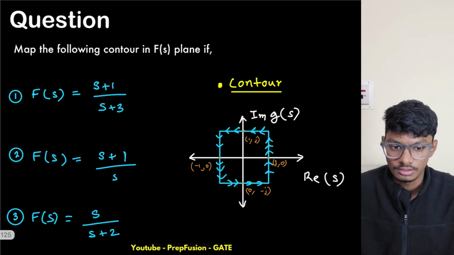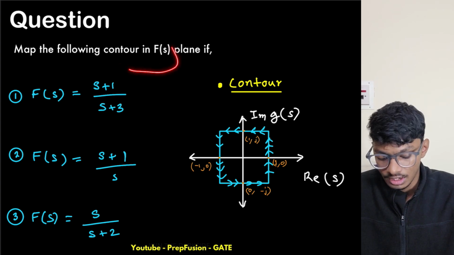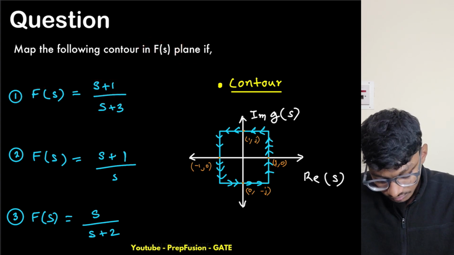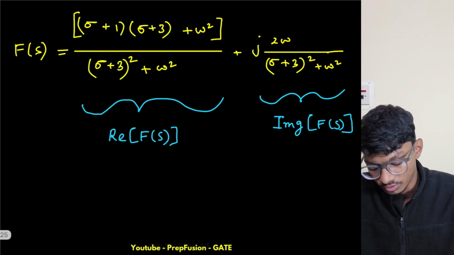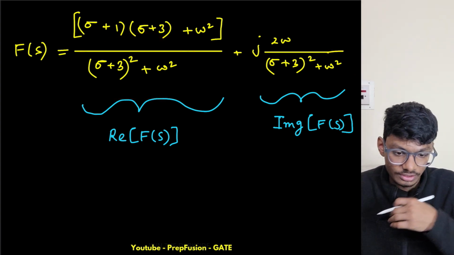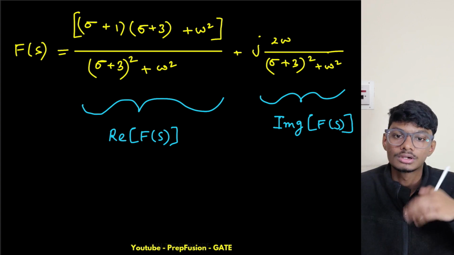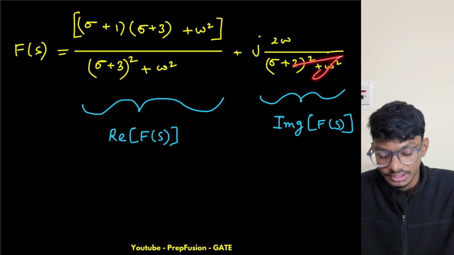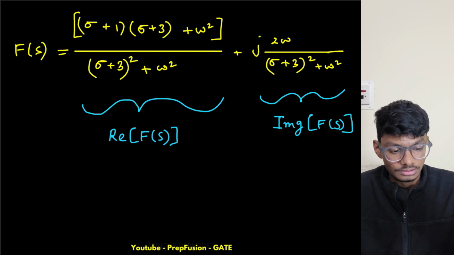So now let's start with example problems. What is this problem telling us? We have to map the following contour in the f of s plane, if f of s equals s plus 1, s plus 3, s plus 1 s, and f of s is equal to s by s plus 2. What I told you is that we are varying whole sigma and omega from minus infinity to infinity. Omega will also vary from minus infinity to infinity. Why? Because we are using the mapping theorem, and the mapping theorem takes all the real values. That's why we are not thinking about omega here as a frequency or a practical term.